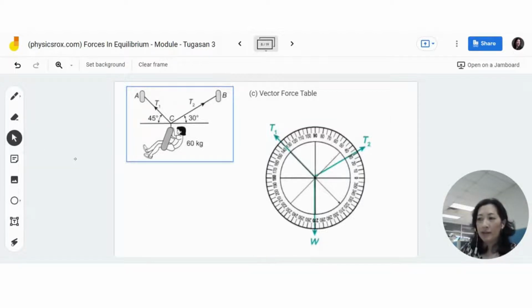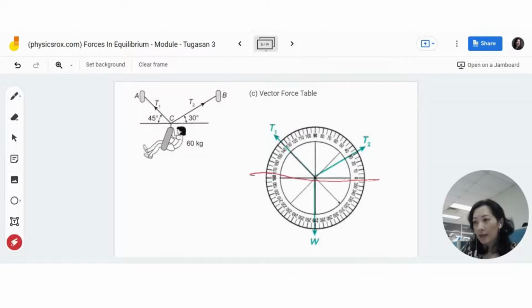Based on this, we can see that, okay, we'll take this line as the horizontal. So T2 is 30 degrees from the horizontal. So from the horizontal, 30 degrees, you can draw out T2. T1 is 45 from the horizontal, so you measure out 45 using the protractor on the vector force table to help you get T1. And weight, of course, is vertically down. So this is what you draw in the vector force table function.